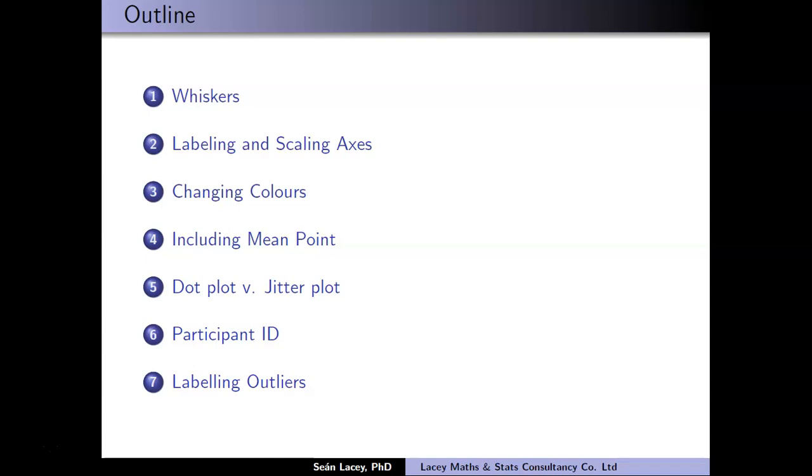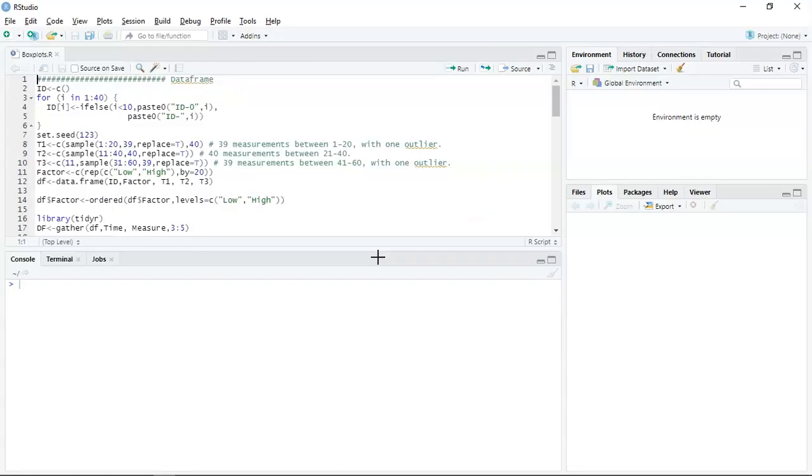Then I'm going to look at the difference between a dot plot and a jitter plot as an overlay on the box plot. And that feeds nicely into when these overlay points are created in the plots, that it could be of interest to label the points by a participant ID or maybe just label the outliers. And that pretty much gives the structure to this video. So without any further ado, I'm just going to jump straight in and start getting some data.